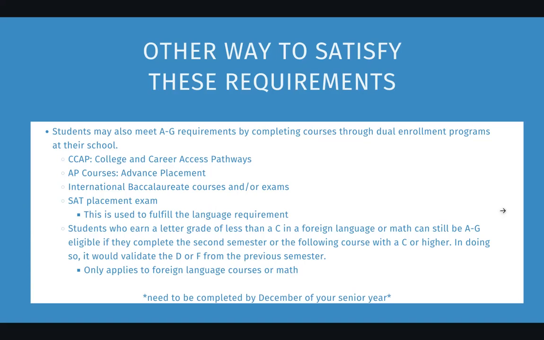And the student wouldn't be required to retake the Math 3 semester 1 to fulfill the A through G requirements. That's not to say that we don't encourage students to retake the courses, but as far as A through G requirements go, they still complete the A through G. And this only applies to foreign language and math. So the same thing could happen with a foreign language course. If a student was taking Spanish 2 semester 1, they received an F, but then in Spanish 2 semester 2 they received an A, then that F would still be validated with the A that they received second semester. And all this needs to be completed by December of their senior year or in progress.